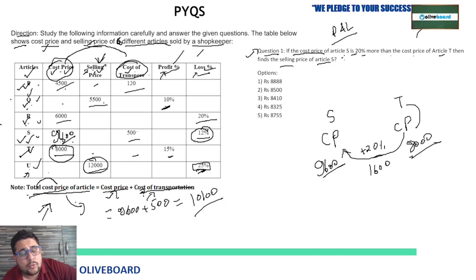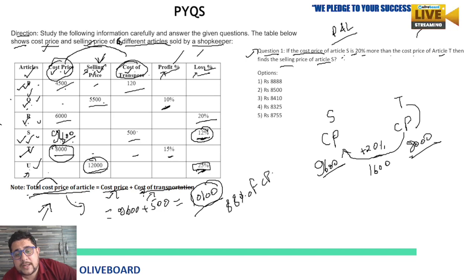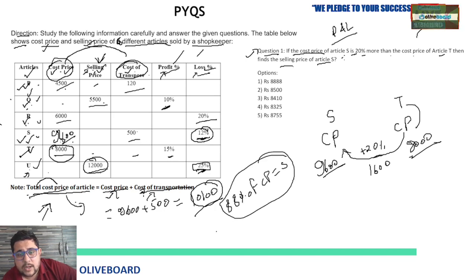So how much loss are you getting here? 12%. So you just have to subtract 12% of the cost price from the total cost price, and you will get the selling price. But directly you can say 88%. A 12% loss is there, so 88% of cost price is equal to the selling price for article S.